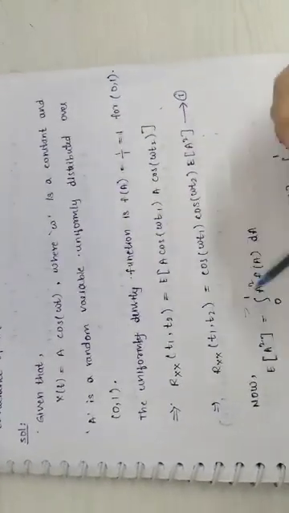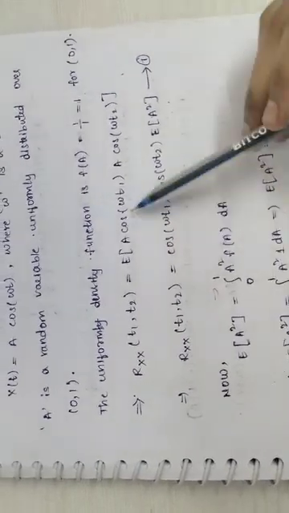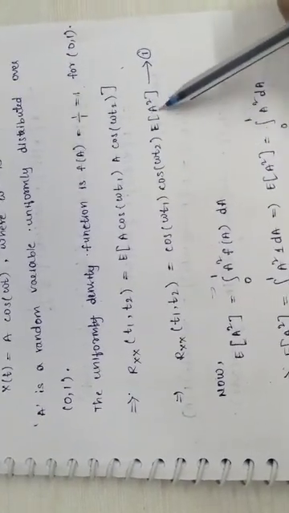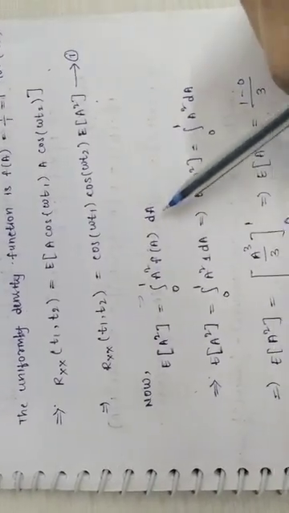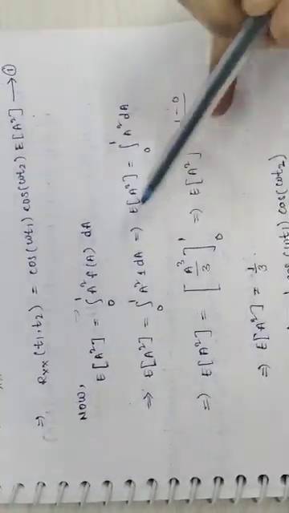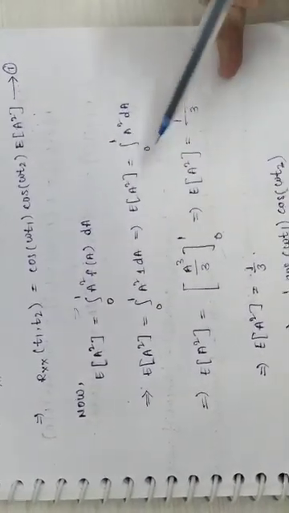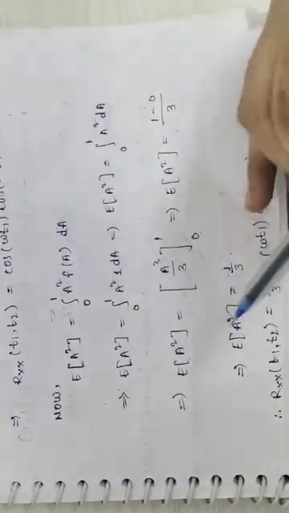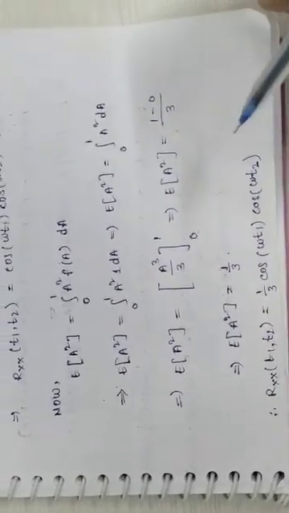And to find the autocorrelation, Rxx of t1 comma t2 equal to expectation of a cos omega t1 into a cos omega t2. As cos omega t1 and cos omega t2 are constants, we are taking them out and we are only finding the expectation of a square. It is equal to the integration of 0 to 1 a square f of a dA. As we know, f of a is equal to 1, we are substituting f of a equal to 1 here, and on integrating a square we are getting a cube by 3, and substituting the upper limit and lower limit here we are getting it as 1 by 3. And autocorrelation of t1 comma t2 equal to 1 by 3 cos omega t1 into cos omega t2.